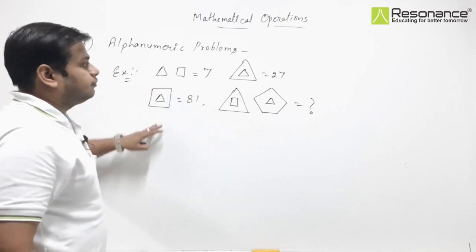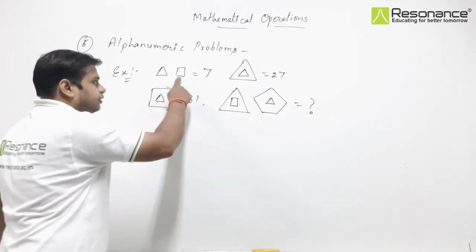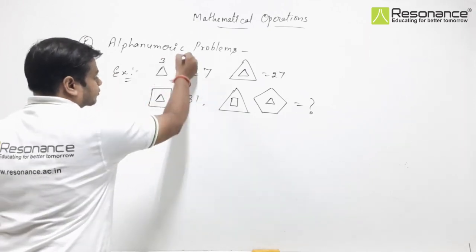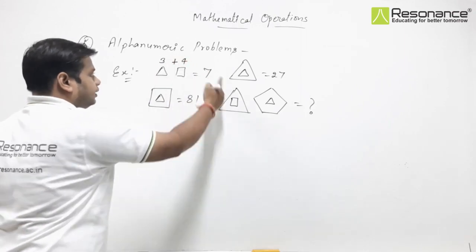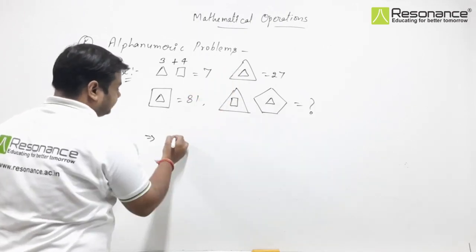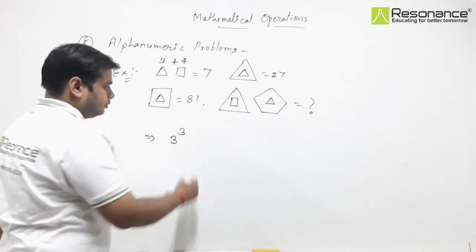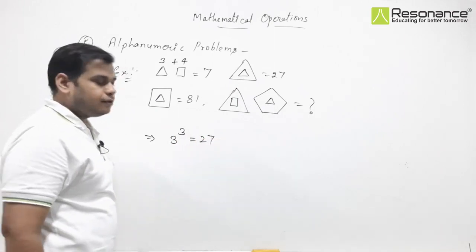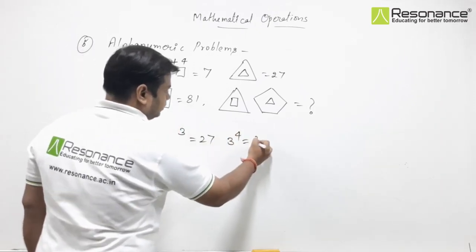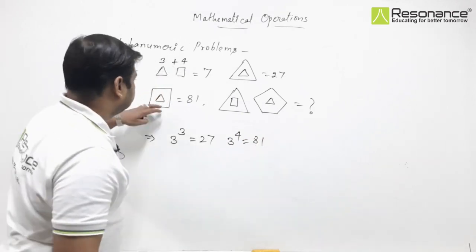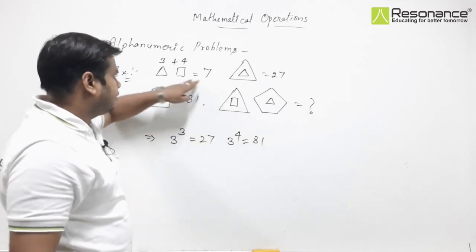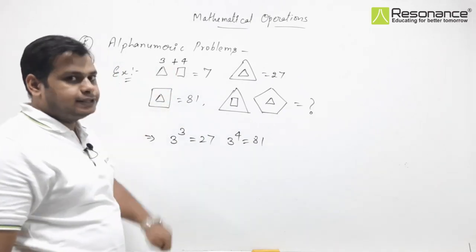Now we have to understand what is going on. Triangle and square is giving us 7. So we can assume that the value of triangle is 3 and the value of square is 4. When we add these two, it will give us 7. Now triangle over triangle, that means 3 power 3, is giving us 27, and square over triangle means 3 power 4, which will give us 81. So when a diagram is over a diagram, that means power. When a diagram and diagram are continuing, that means addition.